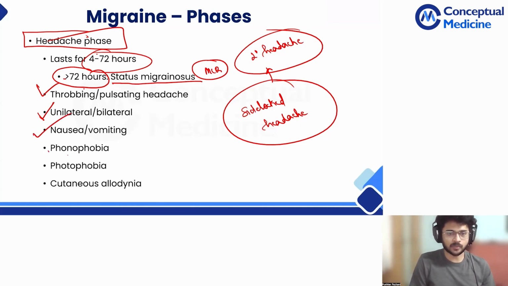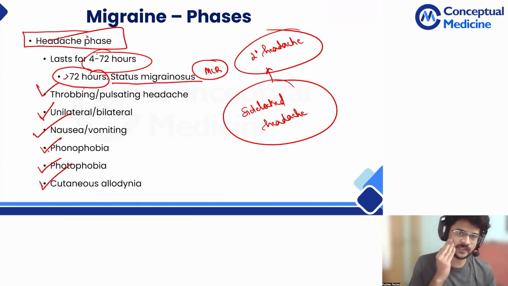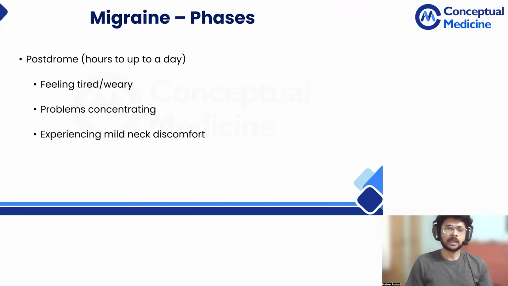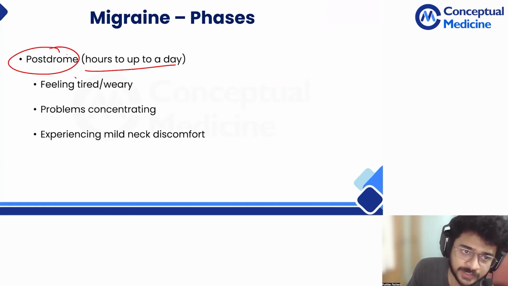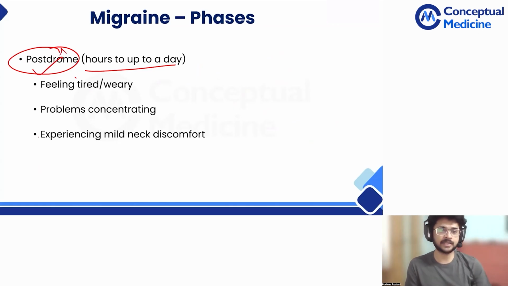Next, they're going to have nausea and vomiting. They can have photophobia and cutaneous allodynia. You touch the face, they feel very painful. Then after the headache phase, there's going to be a postdrome phase, which lasts around an hour up to a day after the headache. The patient is feeling very tired, and they have problems with concentrating and they have neck discomfort.